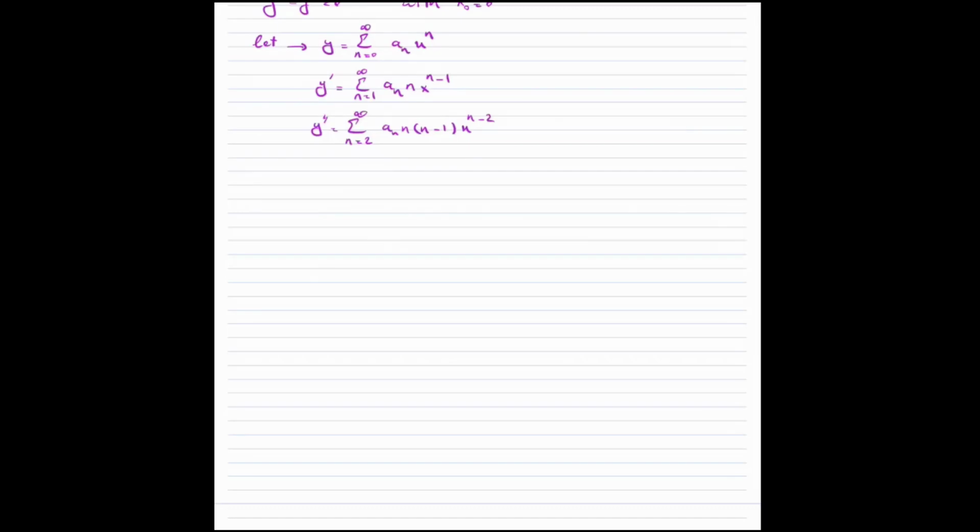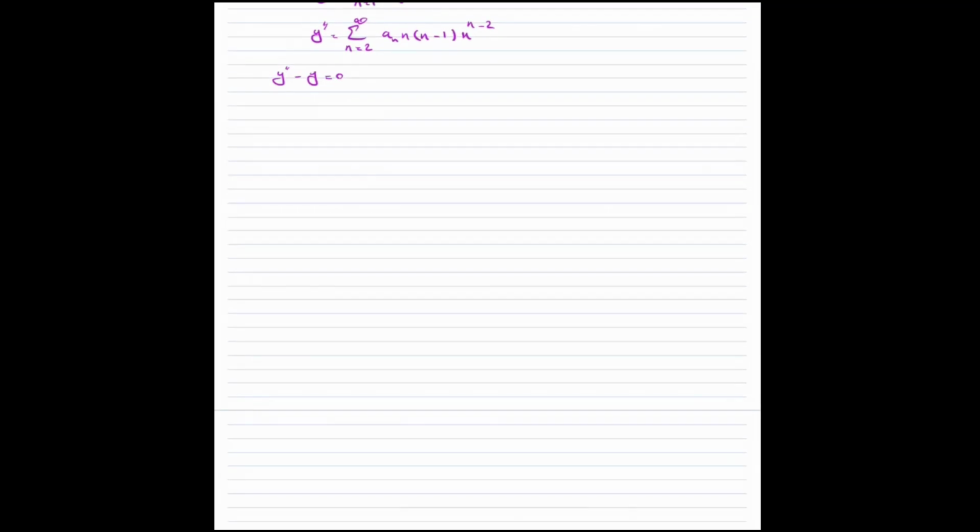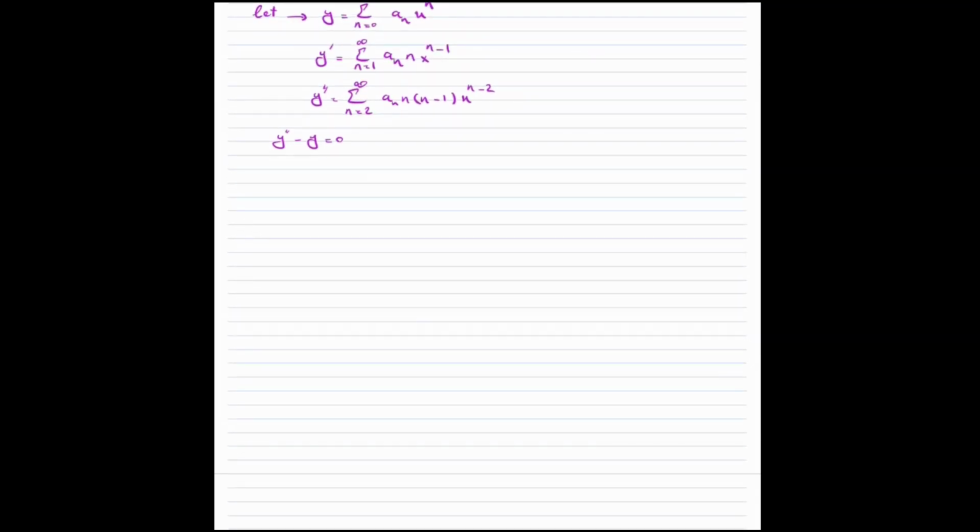We're going to plug all this back into the actual equation, y double prime minus y equal to 0. So we have y double prime equal to the sum from n equals 2 to infinity of a_n n (n-1) x^(n-2), minus the sum from n equals 0 to infinity of a_n x^n, equal to 0.